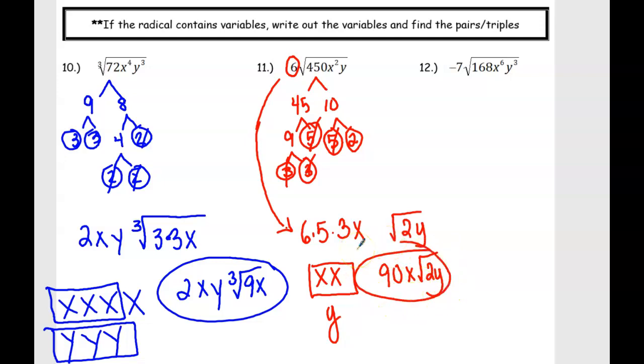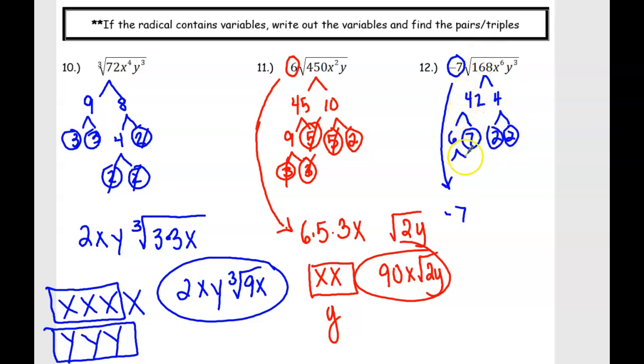Okay. Let's switch back to a blue color so we can see it. So I've got a negative 7. I don't want to forget about it, so I'm going to pull it on down. I've got 168, and I'm going to start factoring that. I'll do 42 and 4. 4 I can do 2 times 2. Circle both of those. 42 I can do 6 times 7, and 6 I can do 3 times 2.